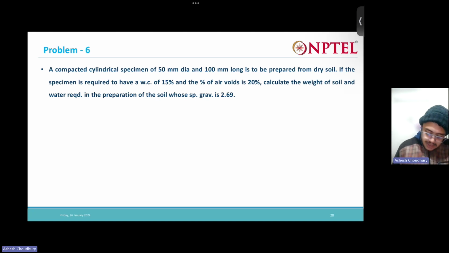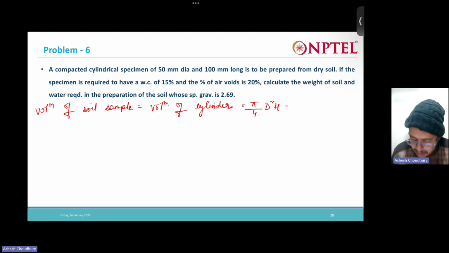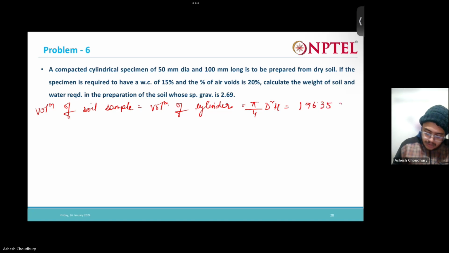Okay, so a compacted cylinder. The dimensions of the cylinder are given. So what will be the volume of the soil sample? The volume of soil sample is going to be nothing but the volume of the cylinder. If you put pi by 4 into d squared into h, with 50 in place of d and 100 for h, we'll get the volume in centimeter cube.